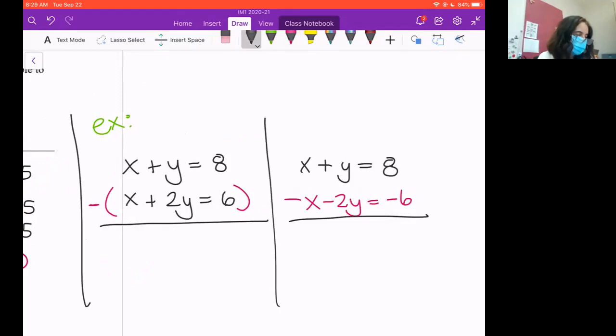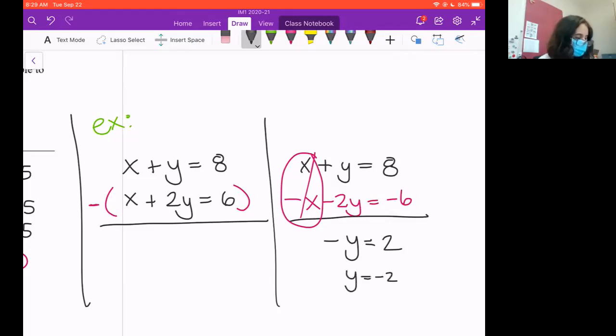And now we can eliminate. See, x plus -x eliminates. Y plus -2y gives me -1y. 8 take away 6 is 2. And if -y is equal to 2, I know that positive y equals -2.